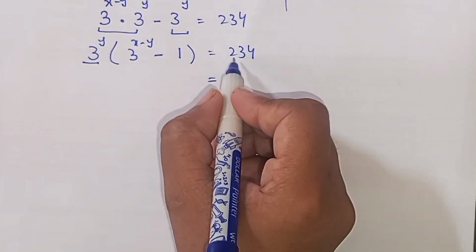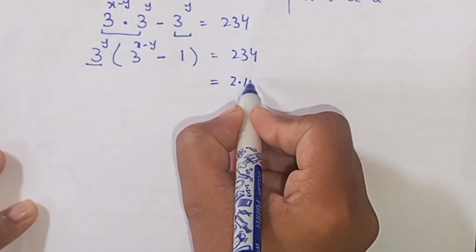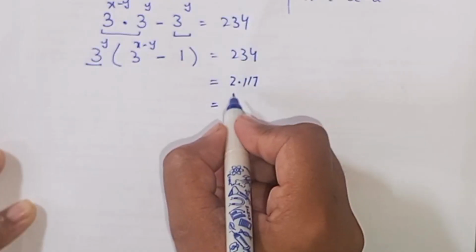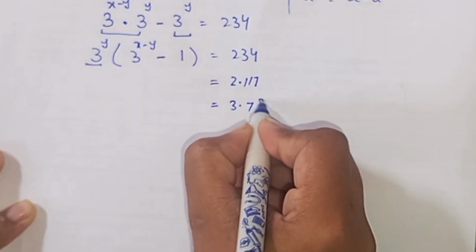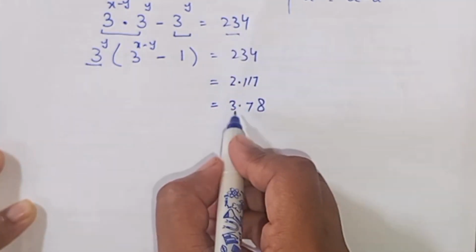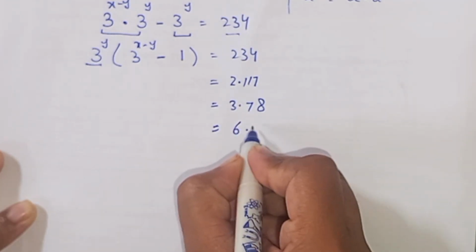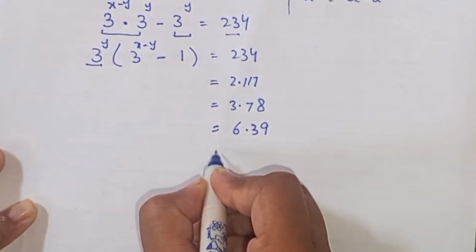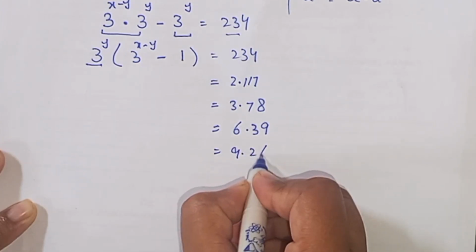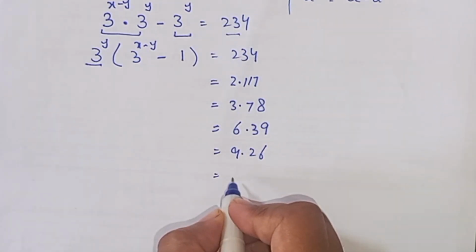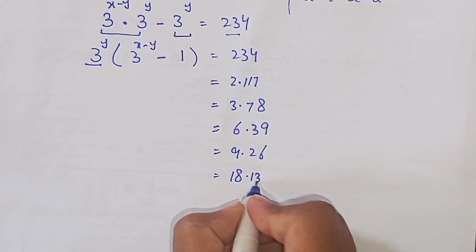So the factors of 234 are 2 multiplied by 117. The second factor is 3 multiplied by 78. This is also equal to 234. The third factor is 6 multiplied by 39. The fourth factor is 9 multiplied by 26. And the last, fifth factor is 18 multiplied by 13.